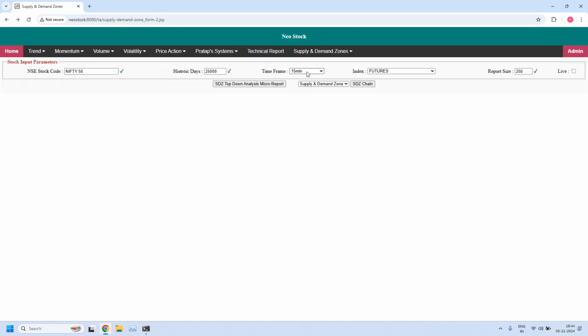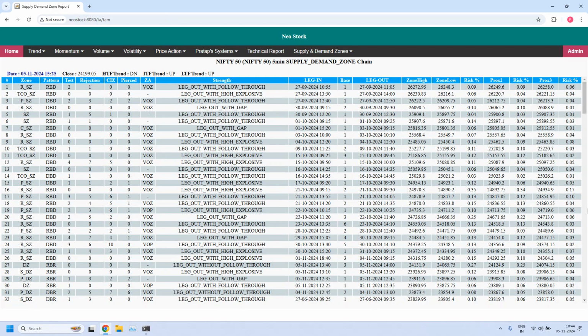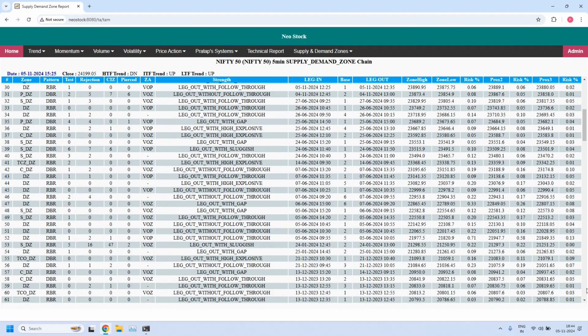Next time frame is 5 minutes, generating 5 minute supply demand zone chain for Nifty. You have supply zones until 26th. Demand zones are started. I am scrolling the list down so that some more 5 minutes demand zones you can observe. So this is about a Nifty supply demand zone chain.